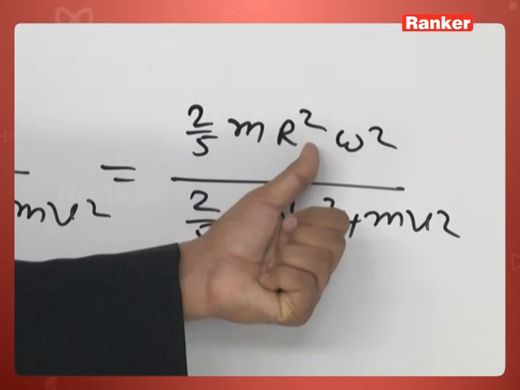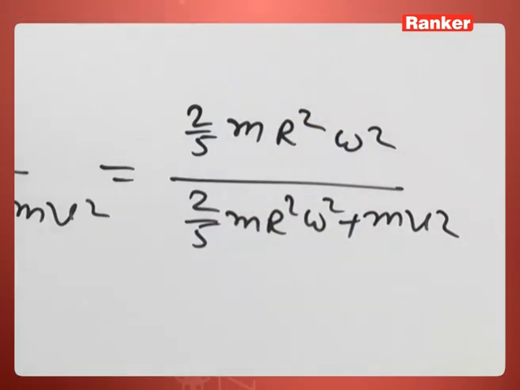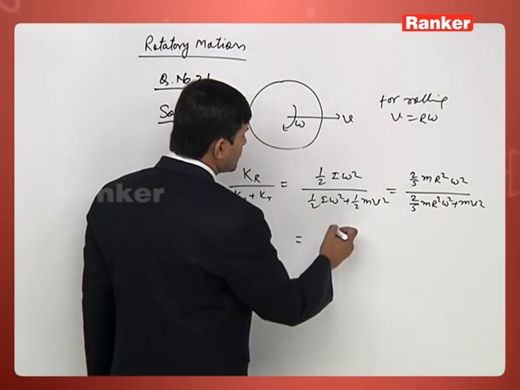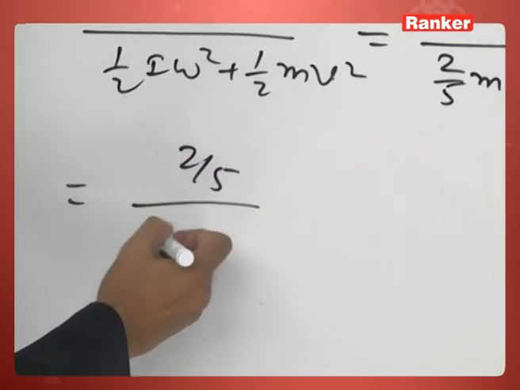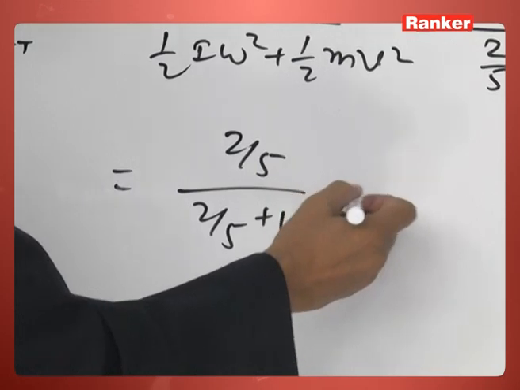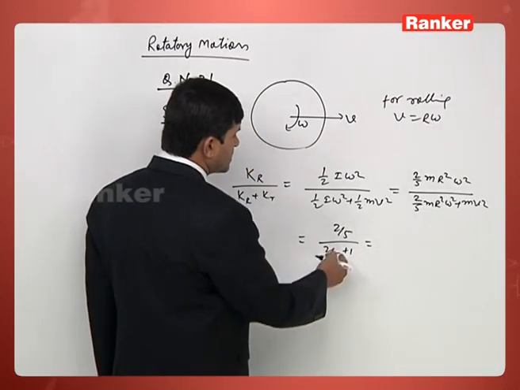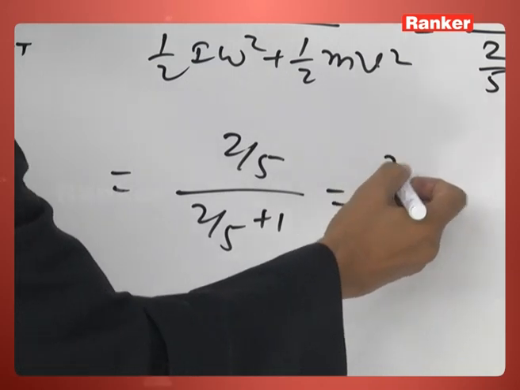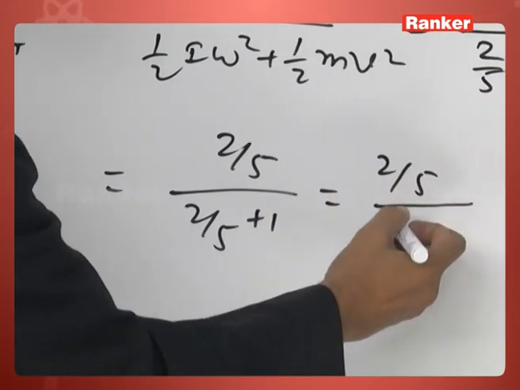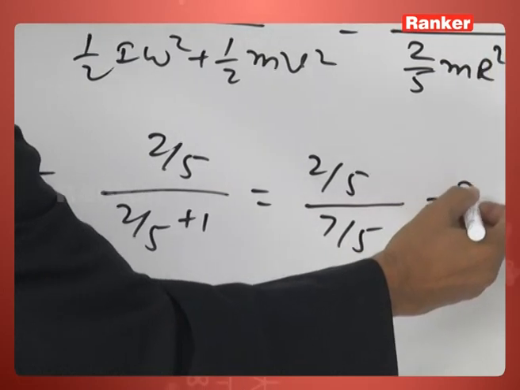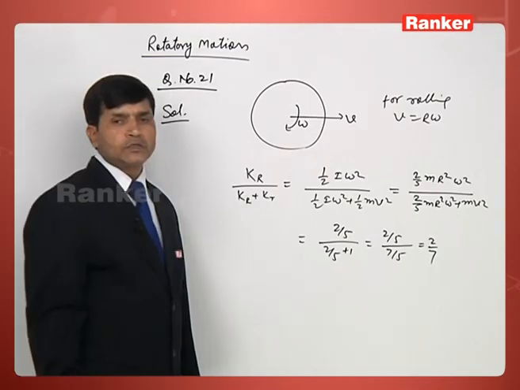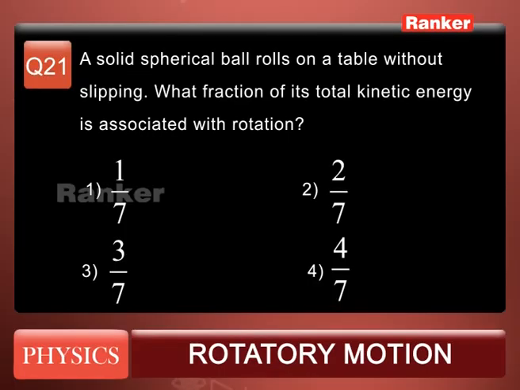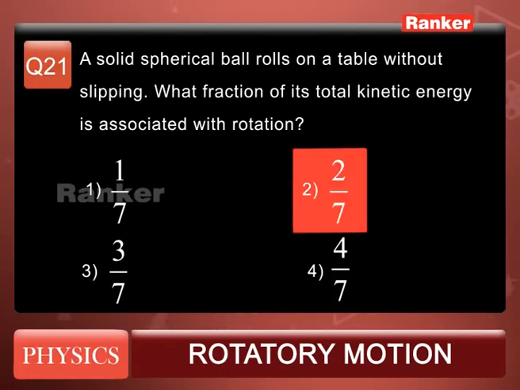So here r square omega square is v square, so mv square cancels. So 2 by 5 plus 1 is 7 by 5, so 2 by 5 over 7 by 5. Finally the answer is 2 by 7. So the correct option is option number 2.